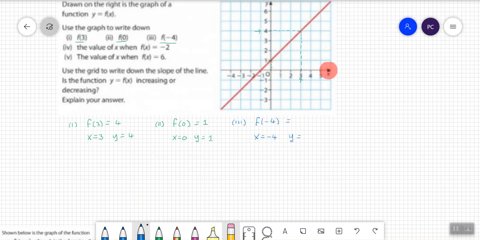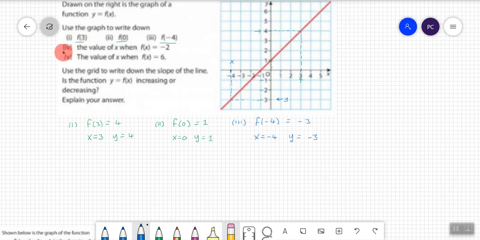So again, we just have a look here. This is the x-axis. We go along until we get our -4, which is here. And then we draw our line down, and it cuts the axis here. And then we draw our line across. So this is our y value, and this is the x value. So what we're saying is that f(-4), or when x is -4, y is equal to -3. So that's that first part.